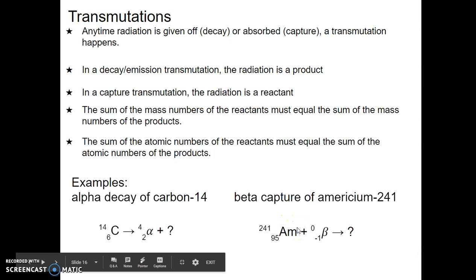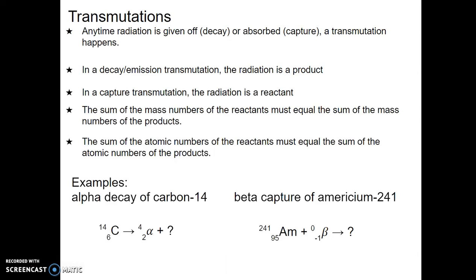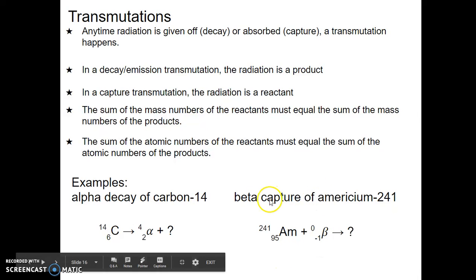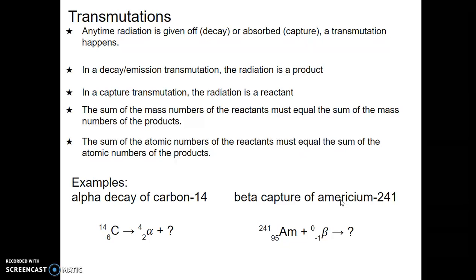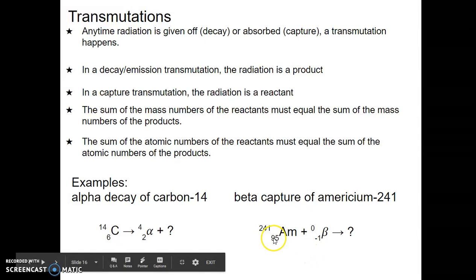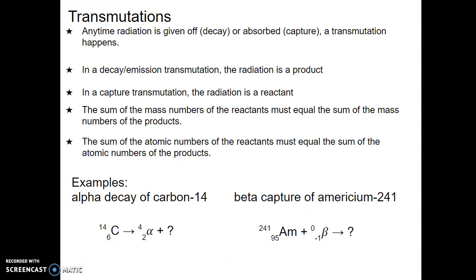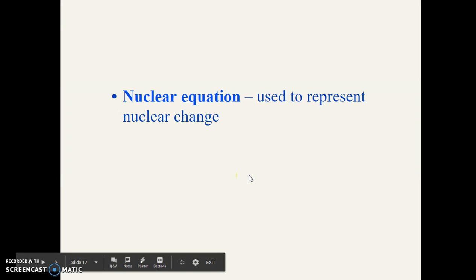Beta capture works pretty much the same way. You just have to remember what a beta particle is. A beta particle is formed when a neutron decomposes into a proton and an electron. So if you're going to capture a beta particle, then you're going to capture a proton and you're going to capture an electron. We don't really deal with the electrons or the charges, but because you're capturing a proton, your proton number goes up by 1. So it would go from being americium, which is number 95, to Cm, which is number 96. So here's the basics on that.